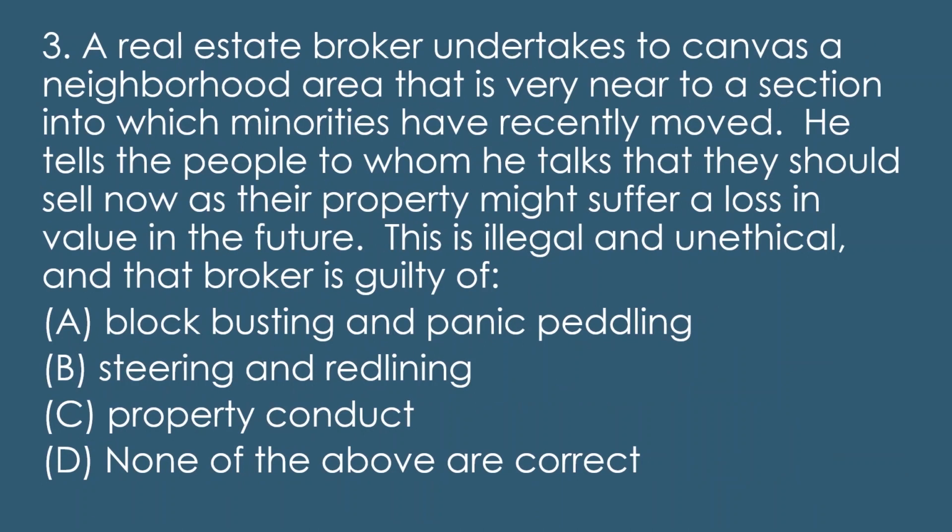3. A real estate broker undertakes to canvass a neighborhood area that is very near to a section into which minorities have recently moved. He tells the people to whom he talks that they should sell now, as their property might suffer a loss in value in the future. This is illegal and unethical, and the broker is guilty of A, blockbusting and panic peddling, B, steering and redlining, C, property conduct, D, none of the above are correct.